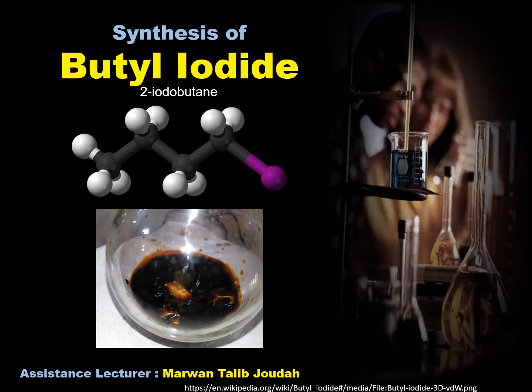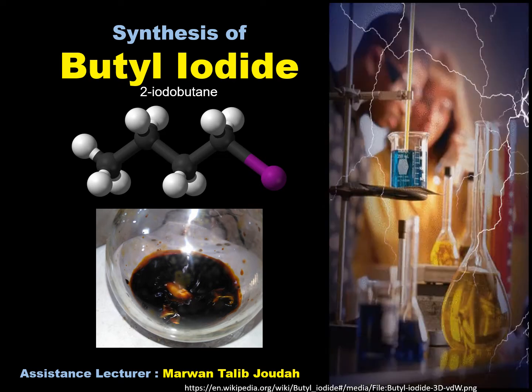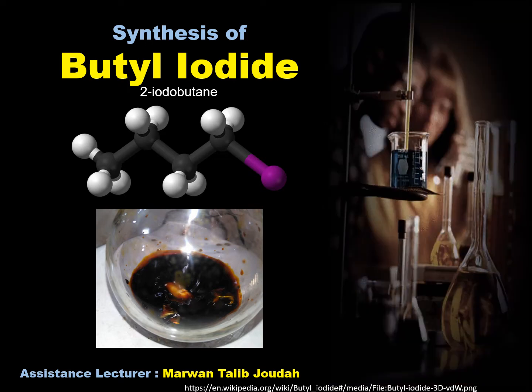Today we are going to synthesize a compound called butyl iodide, or 2-iodobutane, which is the IUPAC name of this molecule. As you can see here in this picture, we have the 3D structure of the compound.